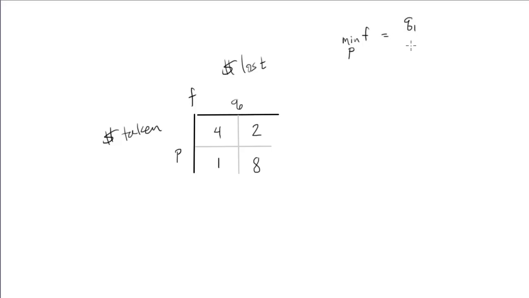So when Q is 1, the minimum P, Q is 2, the minimum P, and then we maximize over the Q choices. So that's the pure choice, and the other way around. I maximize when P is 1, and I maximize when P is 2. And then I choose the minimum P choice.